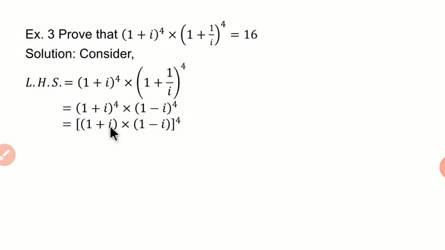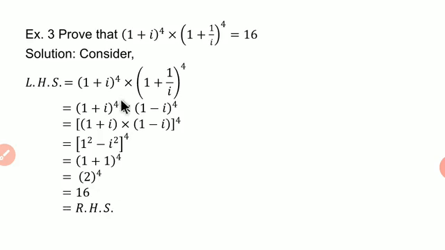Now it is of the form (a plus b) multiplied by (a minus b). Now (a plus b) into (a minus b) is a square minus b square. Here a is 1 and b is i. So the value of this bracket is now 1 square minus i square, raised to 4. But the value of i square is minus 1, so this minus minus becomes plus 1. So we get here 1 plus 1 raised to 4, which means 2 raised to 4. And the value of 2 raised to 4 is 16 and it is equal to RHS. And hence here we get the proof of this example number 3.